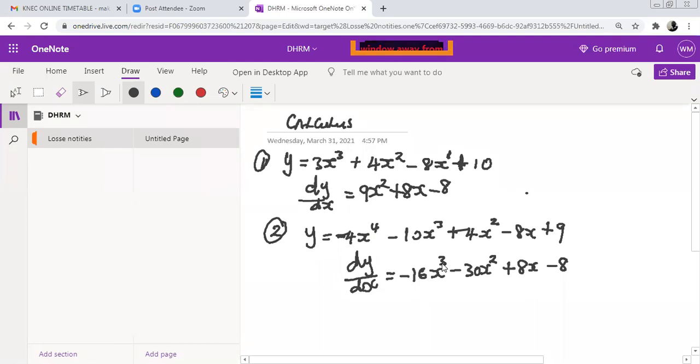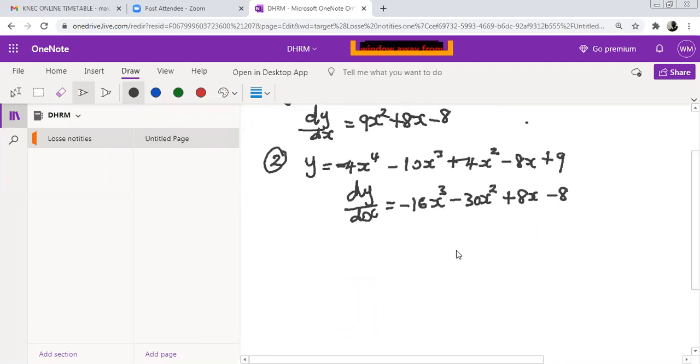Then maybe if I can remind you on integration. Remember we said it is the opposite of differentiation. When we differentiate, we normally subtract 1 from the power. But when we integrate, now we add that 1 to the power. So if you are told to integrate negative 16 x power 3 minus 30 x power 2 plus 8 x minus 8 with respect to x.